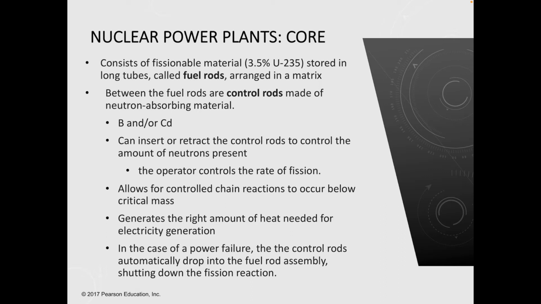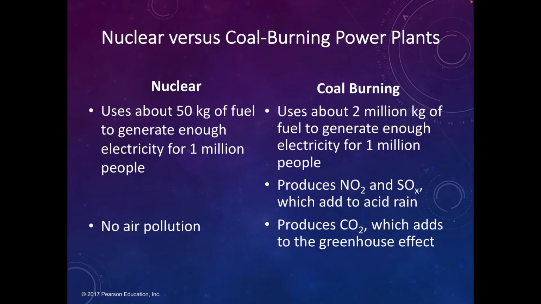If something were to go wrong, if there was a power failure, right? This whole thing runs on electricity, but if there was a power failure, then those control rods will automatically drop straight down into the fuel rod assembly, and it shuts down the whole reactor. So there are a lot of safeguards in place to make nuclear power plants really safe now.